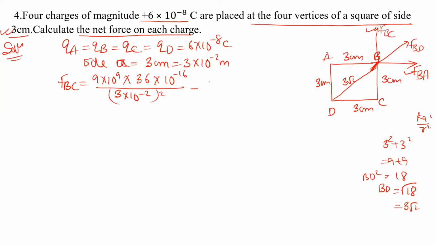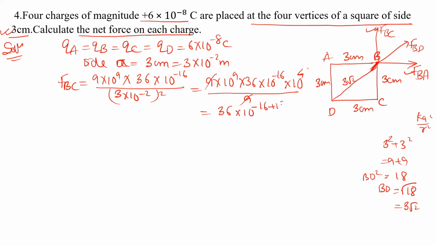Alright, and from here you will get 9 into 10 to the power 9 into 36 into 10 to the power minus 16. This 10 to the power minus 2 will go in the numerator and it will become positive, and 3 square is 9 in the denominator. 9 and 9 get cancelled, and here you will have 36 into 10 to the power minus 16 plus 4, which gives you 36 into 10 to the power minus 3, which can be written as 3.6 into 10 to the power minus 2.